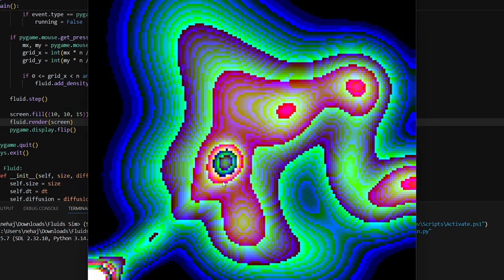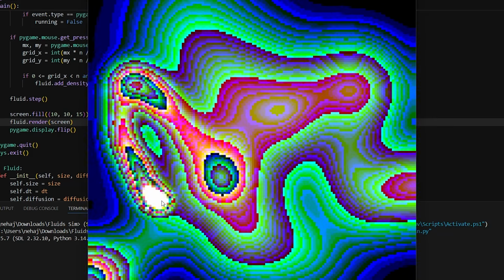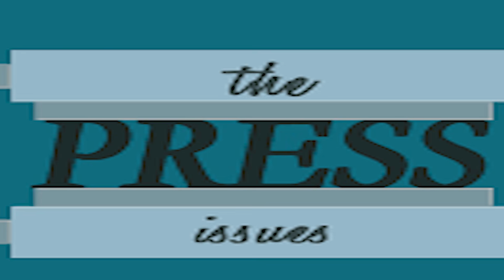Now, you may notice that our fluid is rainbow. And even though this looks really cool, it's a bug, and I had attempted to fix this at this point, but I couldn't figure out how, and kind of just left it for now, because it does look cool. It's alright though, because we had more pressing issues to deal with.